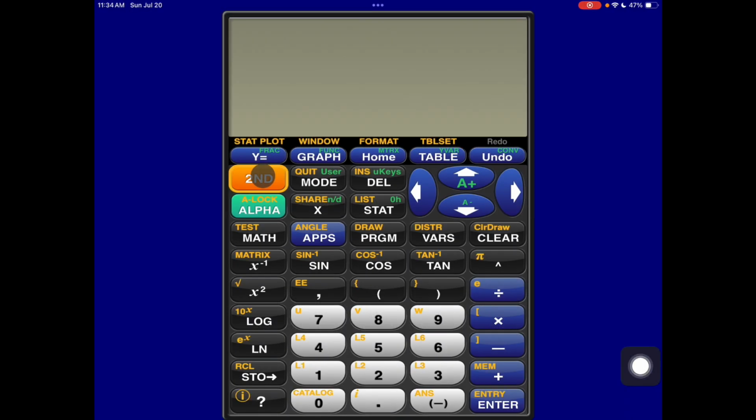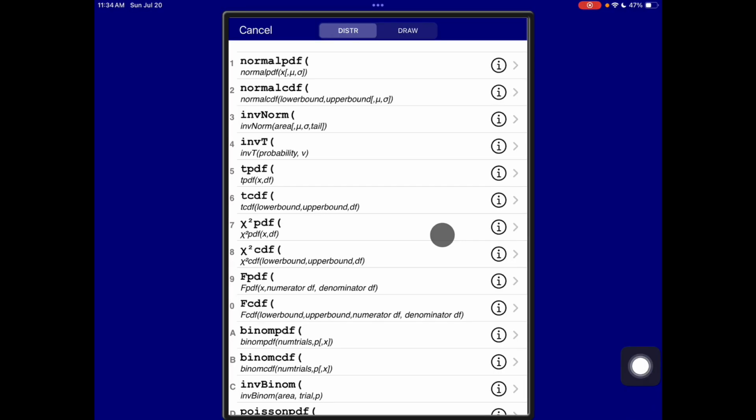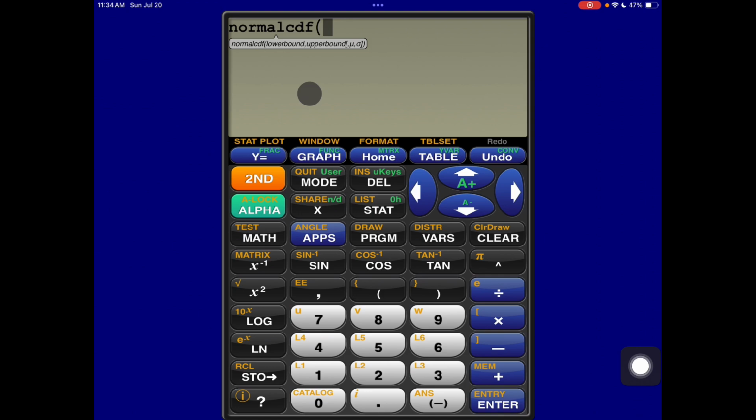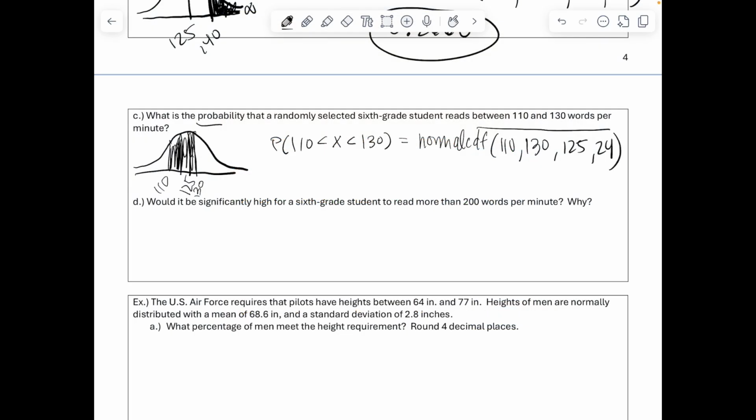On the graphing calculator, we're going to go to second vars, normal CDF. Our lower bound is 110, comma, our upper is 130, comma, mean is 125, comma, standard deviation is 24. Close your parentheses and select enter. Make sure to round your probability correctly to 4 decimal places. From the graphing calculator, we get an answer of 0.3165.